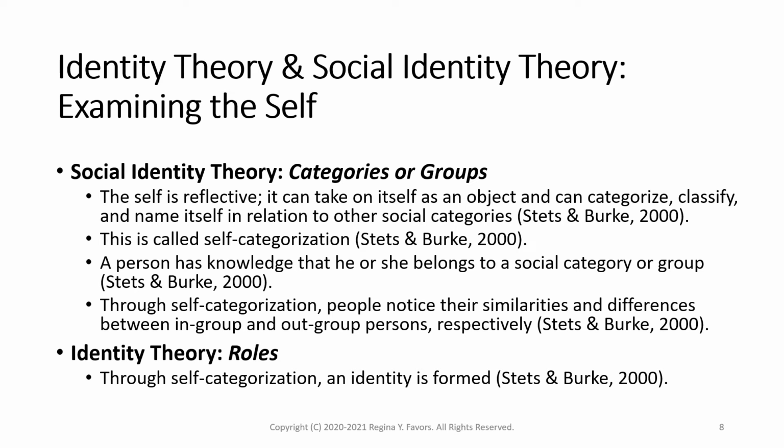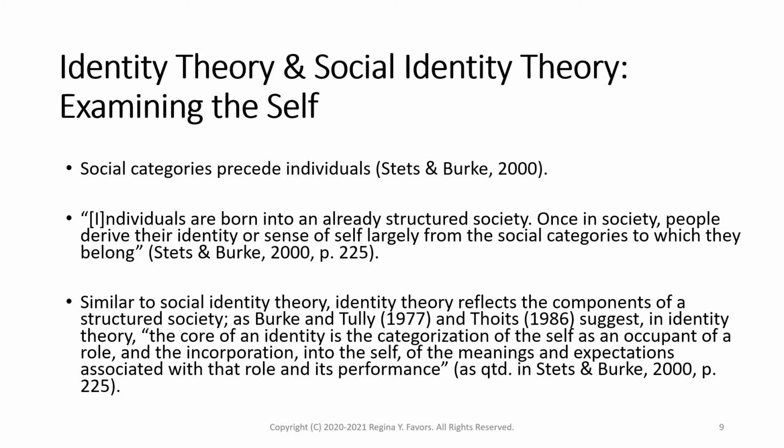Then we have identity theory in terms of roles. So through self-categorization an identity is formed, and that identity in terms of roles would be how we function within the dynamic of a social category or group. Social categories precede individuals. So it is kind of interesting that when the doctor delivers the child, the infant, the doctor does not say, okay, you have a black girl, you have a black baby, you have a white baby. No, the doctor says you have a girl, you have a boy, right?